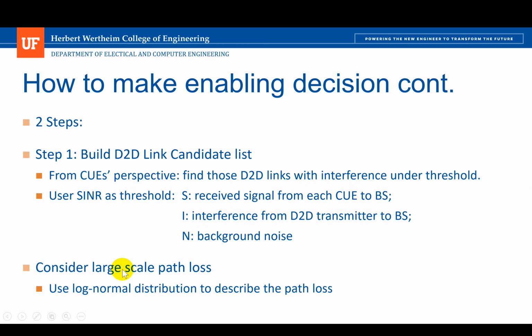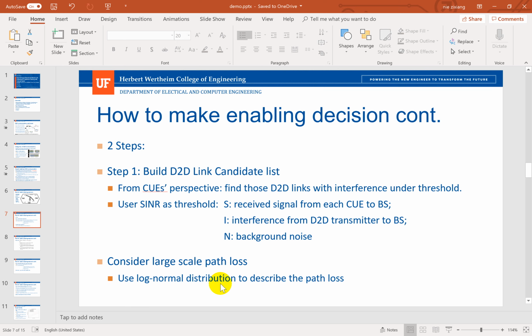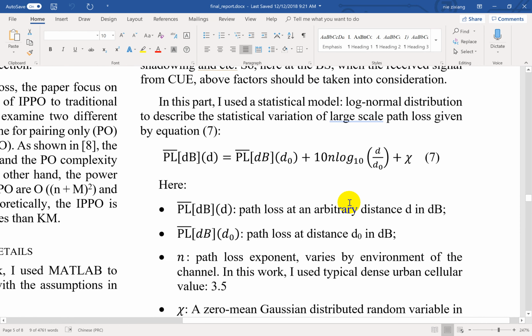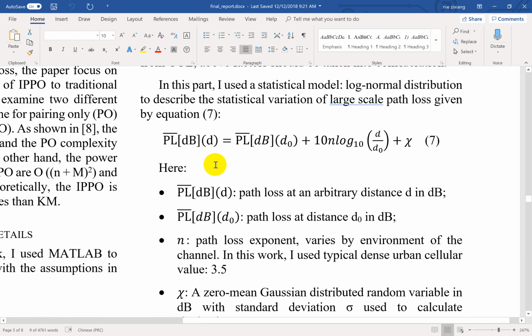Here in their implementation, they consider the large-scale path loss. And in my implementation, because they are not giving too much detail about how they calculate the path loss, I use the log-normal distribution to describe the path loss, just like provided in lecture 4. I use this equation.